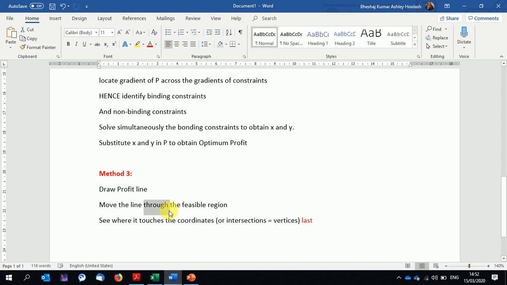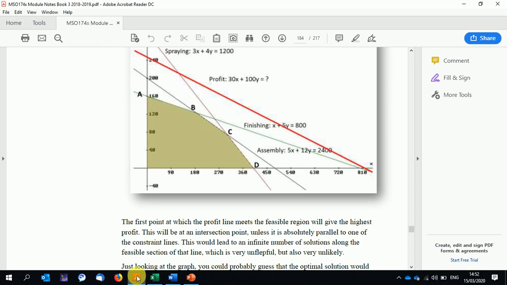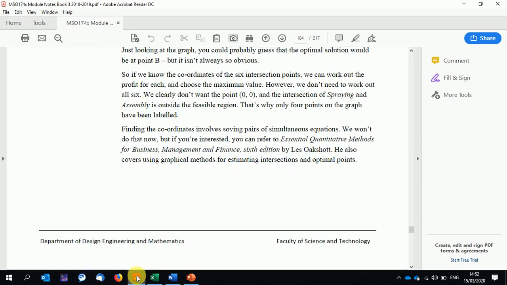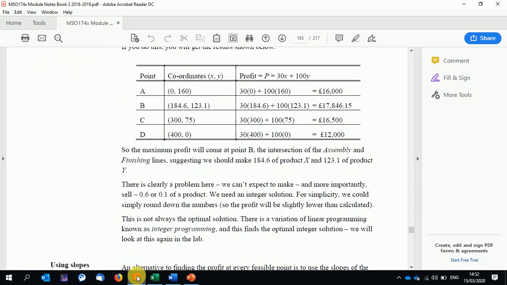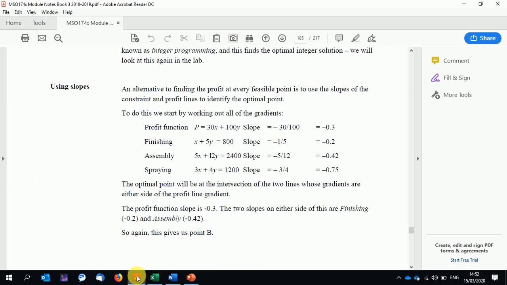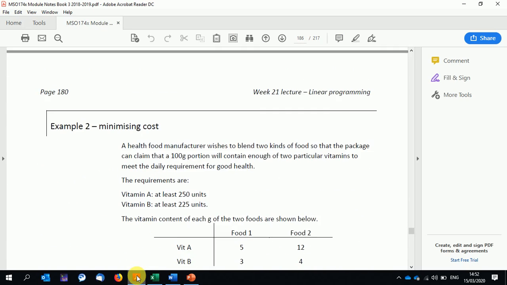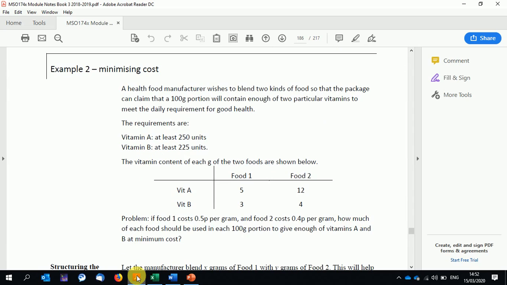Now I'll carry on a little bit more to explain one example which I noticed. I'm not going to type anything, I'm just going to ask you to follow on the PDF on minimizing costs. If you remember in part one of linear programming, we said that there are two ways of looking at a linear programming question. One is either maximizing the profit, and second is minimizing the cost.